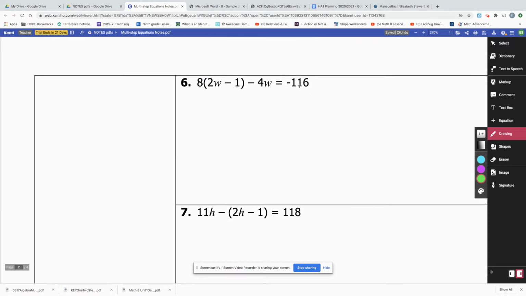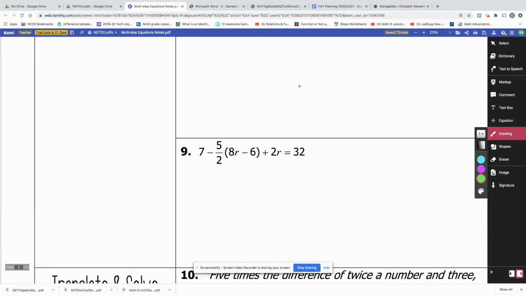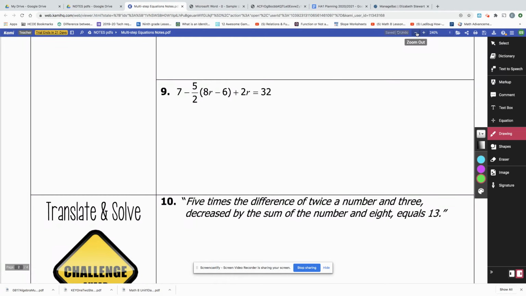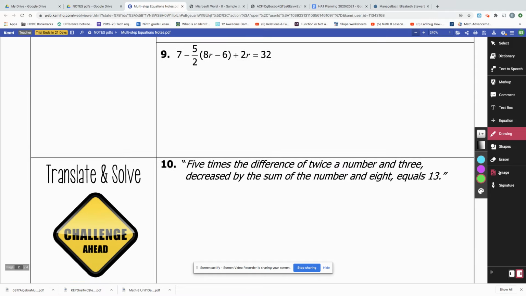Moving along, we'll look at number 9. Number 9 and 10 on this page. Zoom out just a bit. Like number 9, we've got distribution of a negative fraction. So that looks really exciting. Let's read the problem. 7 minus 5 halves times the difference of 8 times r and 6 plus 2r equals 32.